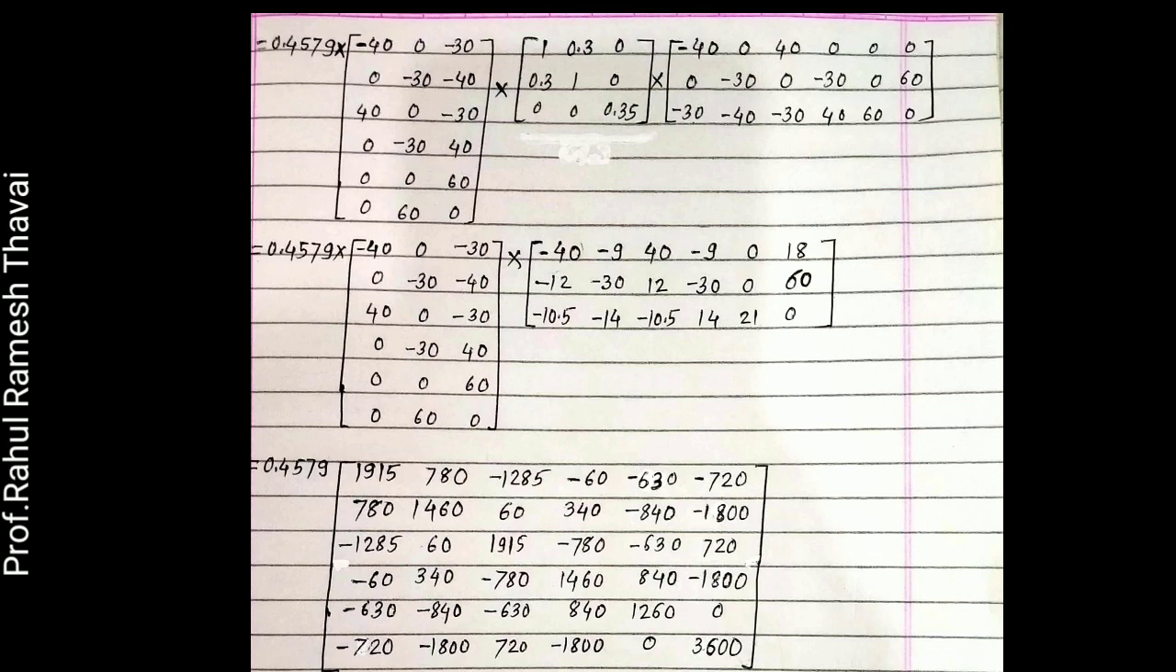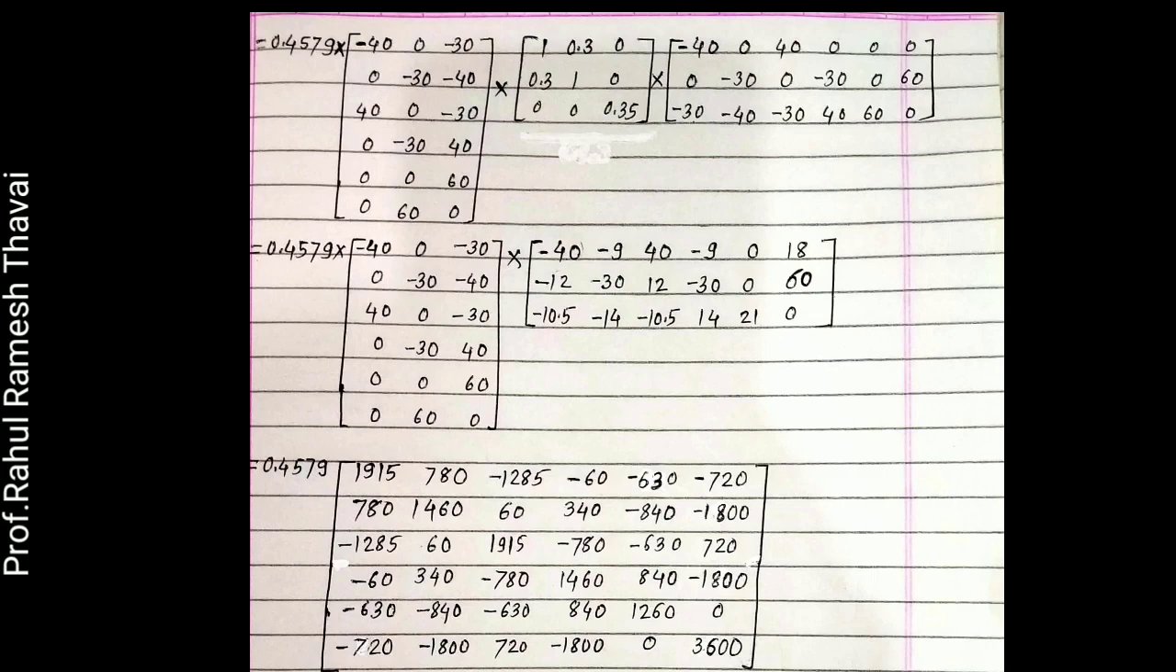Now we will go for third row first column, that is 40 into minus 40 plus 0 into minus 12 plus minus 30 into minus 10.5, that is minus 1285. Next, third row into second column, that is 40 into minus 9 plus 0 into minus 30 plus minus 30 into minus 14, that is 60.